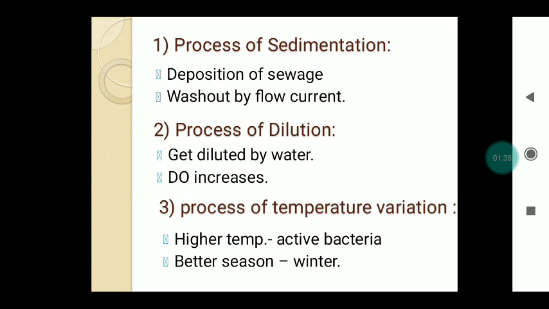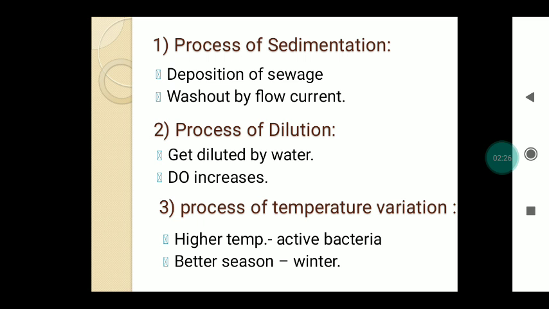So the first process is sedimentation. In that, the deposition of sewage occurs at the point where the sewage is directly discharged into the natural stream, and it can be washed out if the flow current or flow velocity of the natural stream is very high. The second process is dilution, in which a large amount of water is mixed with the sewage, which increases the dissolved oxygen, that is the concentration of oxygen in the sewage, and which is helpful for the decomposition or oxidation of the organic matter by the bacteria.